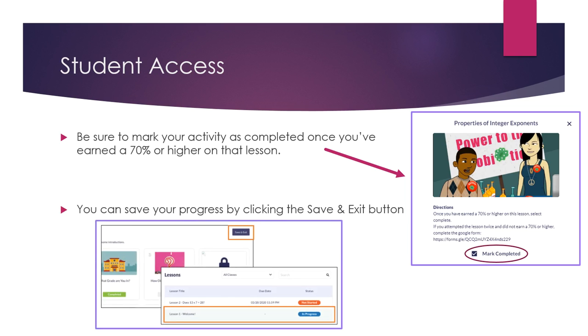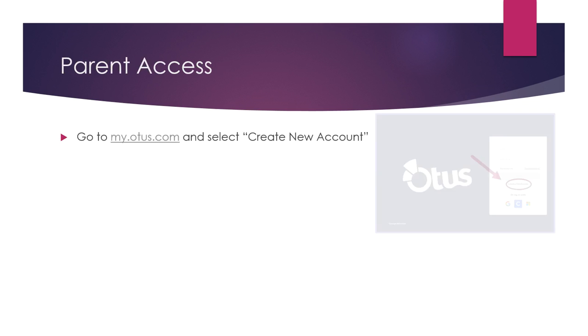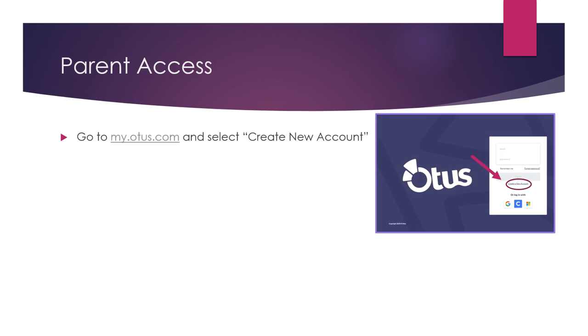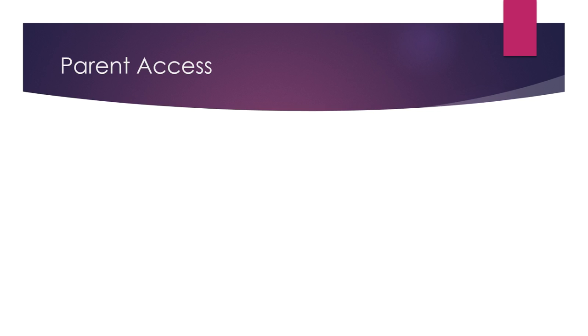When you're done working for the day, you are able to save your progress by clicking the Save and Exit button. This allows me to see how far you've worked in a certain time period. It allows you to see how much you've accomplished in the time period that you've been working, as well as it allows your parents to see how much you've completed in the time that you have been working. So in order for parents to be able to access that information, they also need to go to my.otus.com and select Create a New Account. When you select that, you'll be prompted to tell us who you are, and you'll want to select Family to be able to access the parent portion of OTUS.